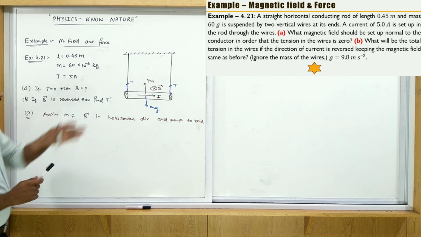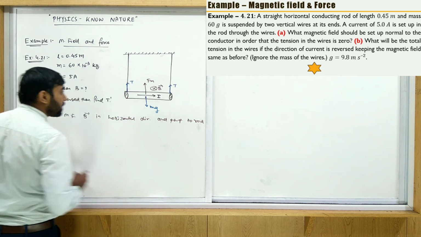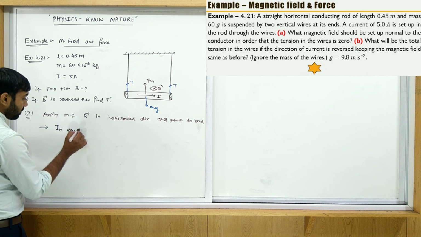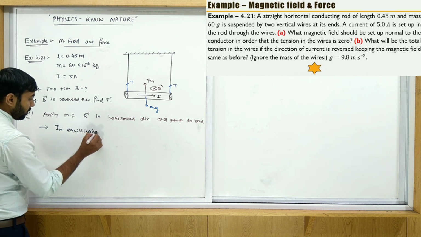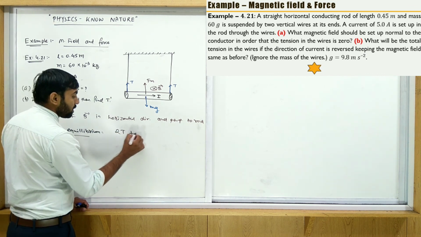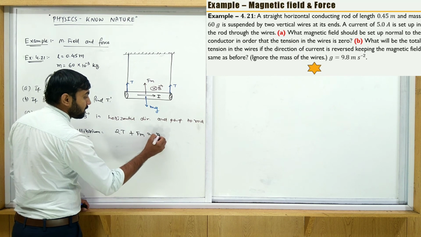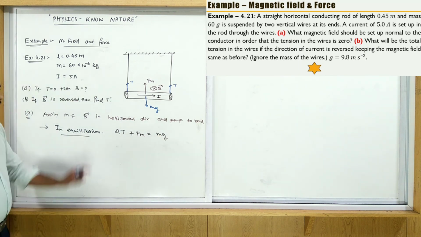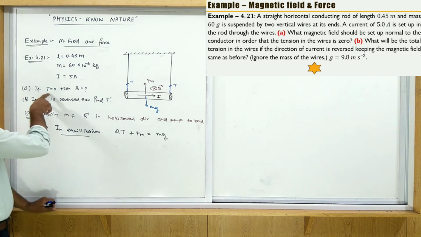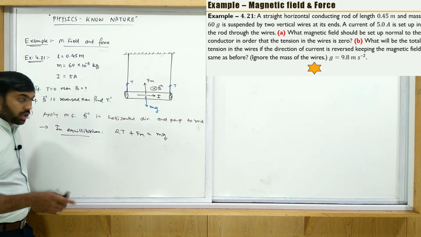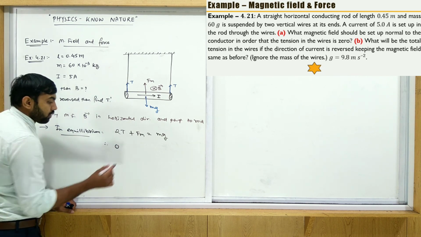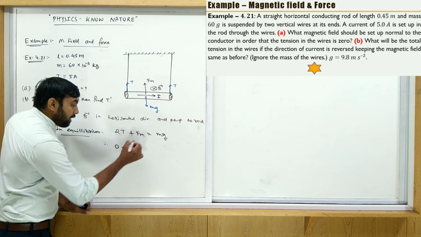Okay, now what is this relation? If you consider equilibrium, then in equilibrium the upward force is equal to the downward force. So 2T plus Fm is equal to Mg. Upward force T plus T, 2T plus Fm, is equal to Mg. Now take the tension as 0, then what is the B? So here you put tension equal to 0 and find B.